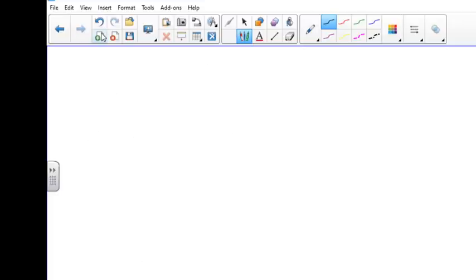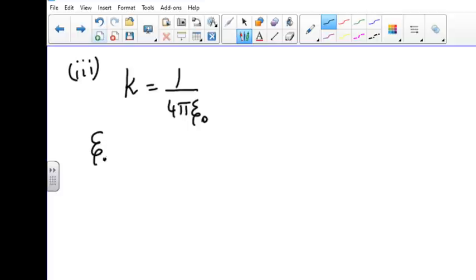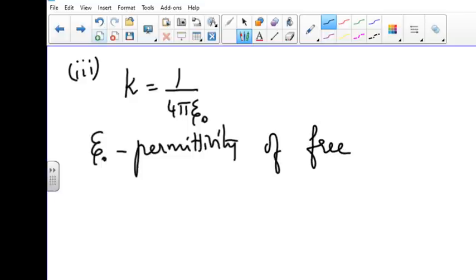And the third aspect is it talks about the value of k. So what is the value of k? K is equal to 1 by 4 pi epsilon naught. What is epsilon naught? Epsilon naught is the permittivity of free space or vacuum.